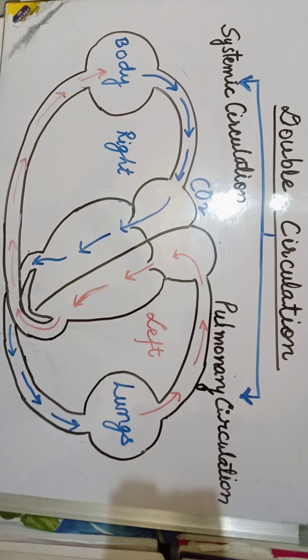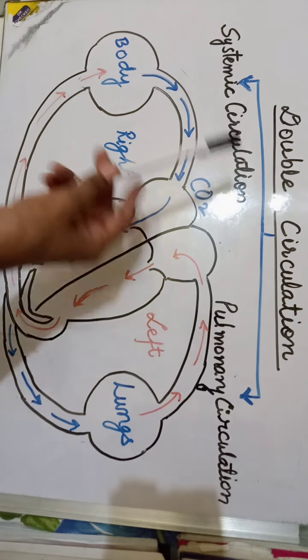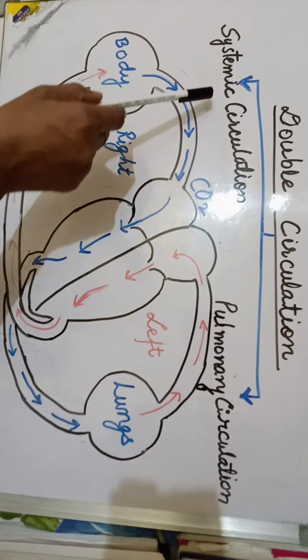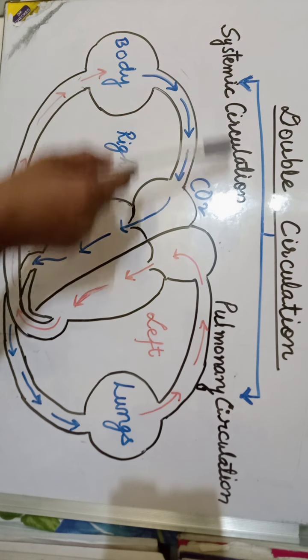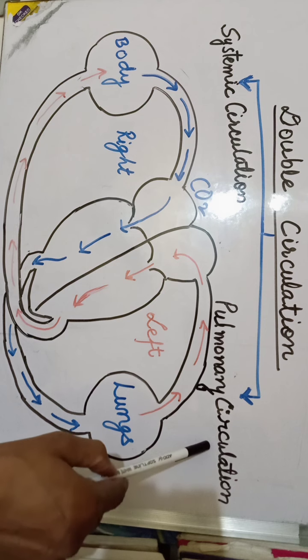Let's study what is double circulation. Double circulation means the flow of blood twice through the heart in human beings. Or we can say that the circulation of blood in the human body occurs two times during a heart cycle. Double circulation consists of two circulations. One is systemic circulation and the other is pulmonary circulation.